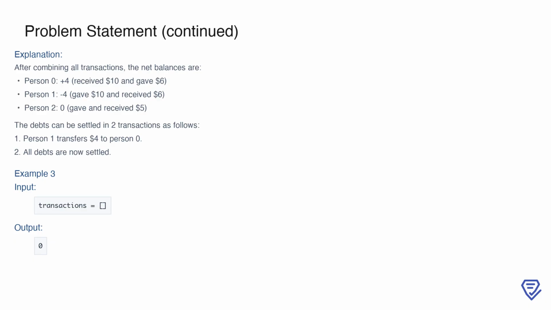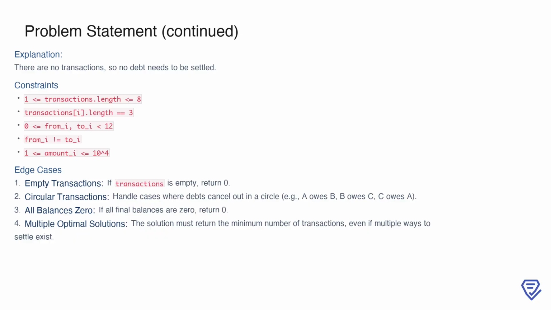Finally, let's examine an edge case where there are no transactions. In the third example, the input is an empty list of transactions, transactions equals []. The output is 0, because with no transactions, there's no debt to settle. This highlights the simplest case where no action is needed.